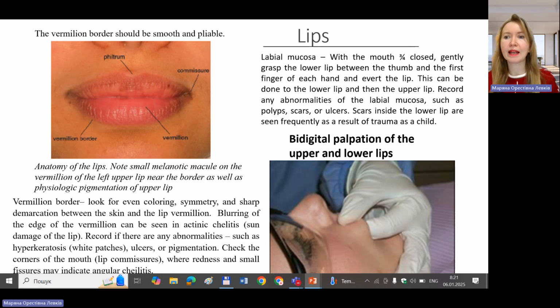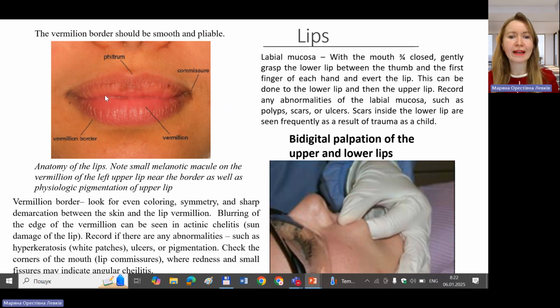Lips. Labial mucosa with the mouth three-quarters closed. Gently grasp the lower lip between the thumb and the first finger of each hand and invert the lip. Record any abnormalities of the labial mucosa such as polyps, scars, ulcers. Scars inside the lower lip are seen frequently as a result of trauma as a child. In this picture is visible the digital palpation of the upper and lower lips that is done by the doctor dentist.